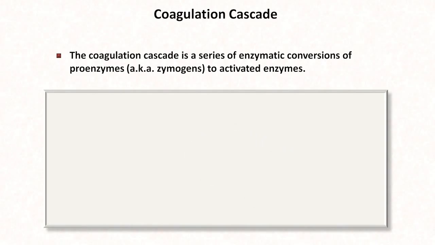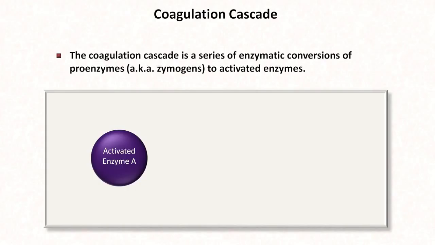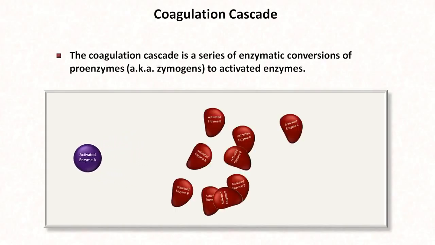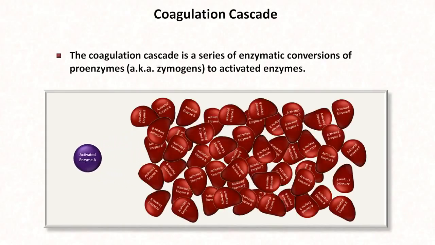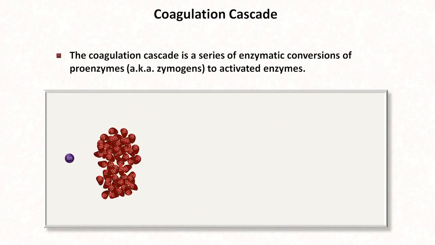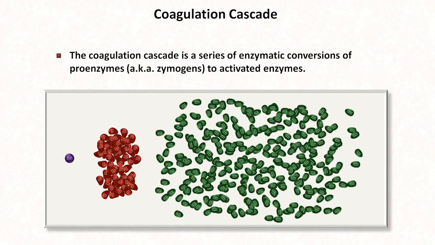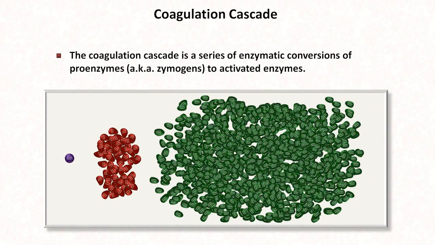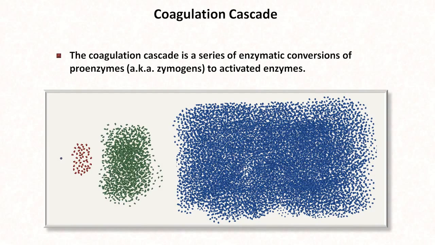Each step along the way gets multiplied in that each copy of enzyme A might activate 100 copies of enzyme B, and each copy of activated enzyme B might activate 100 copies of enzyme C, and each enzyme C might activate 100 copies of enzyme D. So from one molecule of activated enzyme A, we end up with 1 million molecules of activated enzyme D. This process is what is known as the cascade.